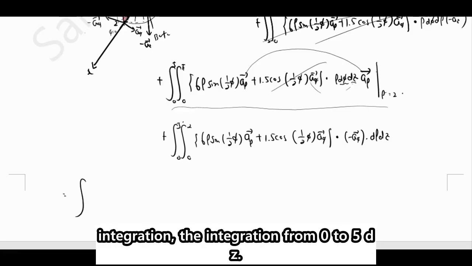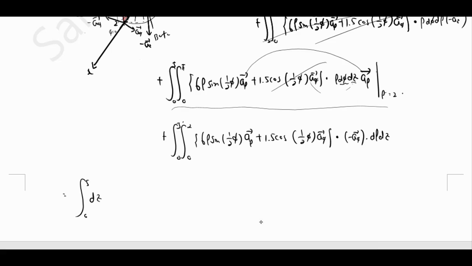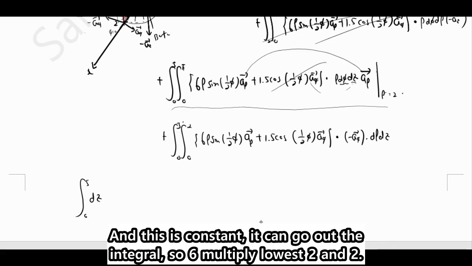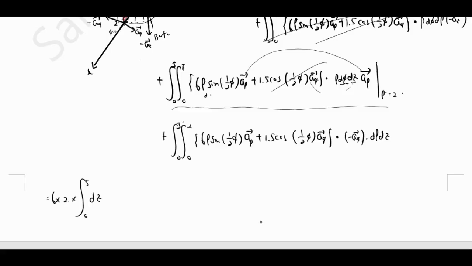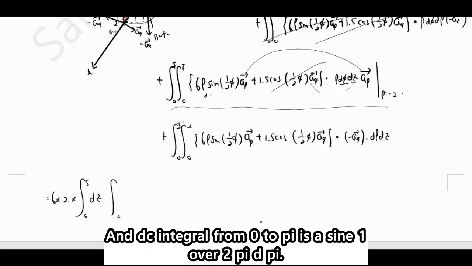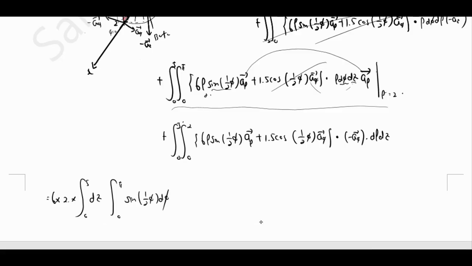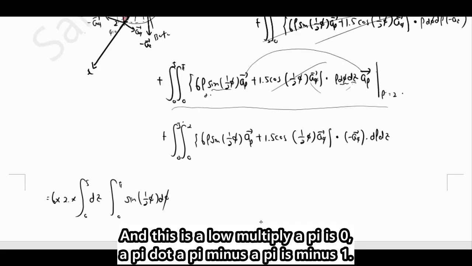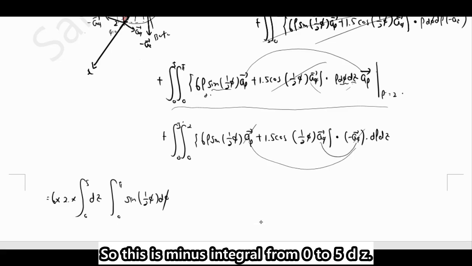The integration from 0 to 5 of dz, and this is constant, so it can go out of the integral: 6 times rho, which is 2, times 2, and dz integral from 0 to 5, and the integral from 0 to pi of sine(1/2 phi) d phi. Here a_rho dot a_phi is 0. a_phi dot a_phi, with the minus a_phi, is minus 1. So this is minus the integral from 0 to 5 of dz.